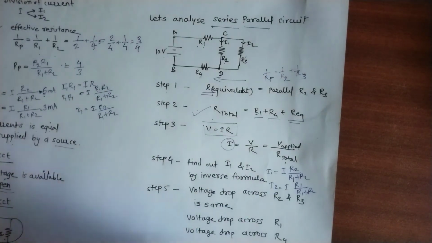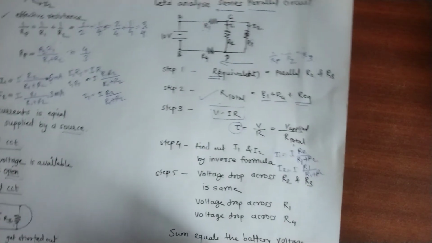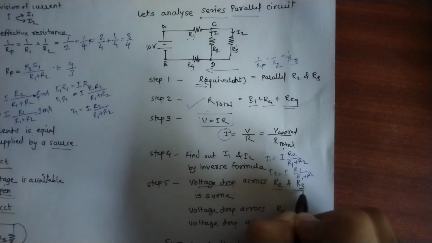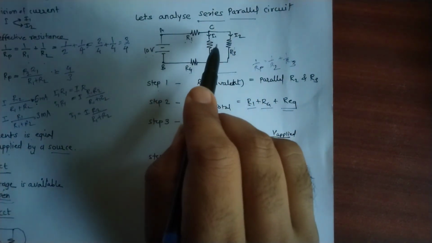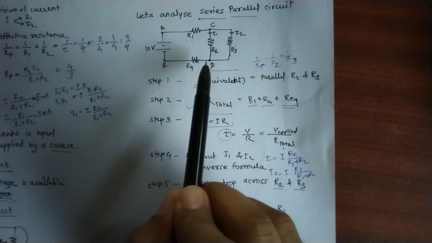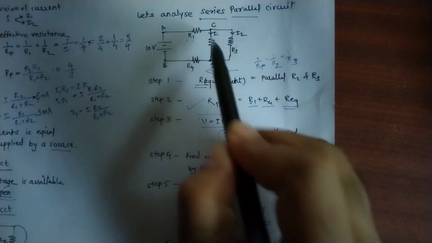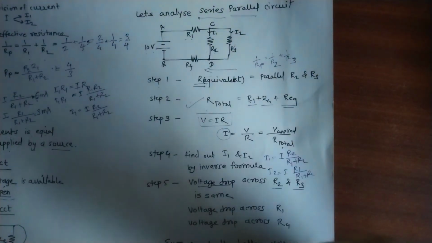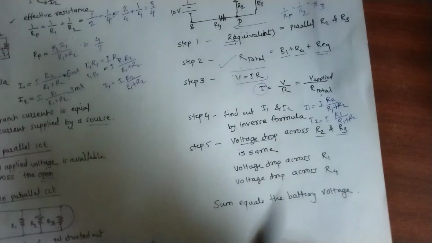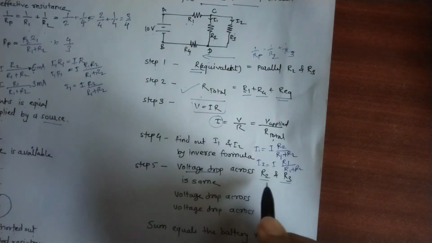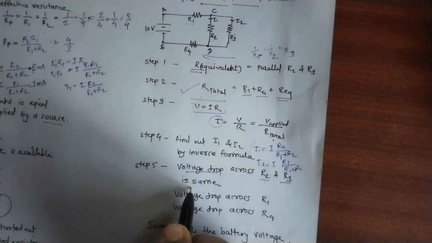So we have to find the voltage drop across R2 and R3, right? Since R2 and R3 are in parallel, we can say that the voltage drop across C and D is equal for the two resistances. So the voltage drop across R2 and R3 is the same.